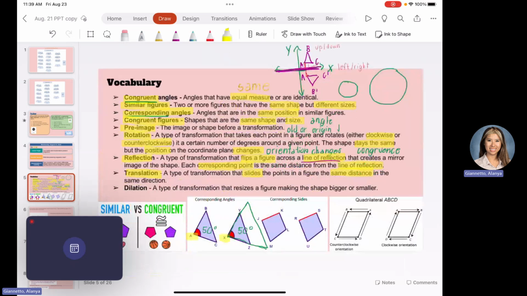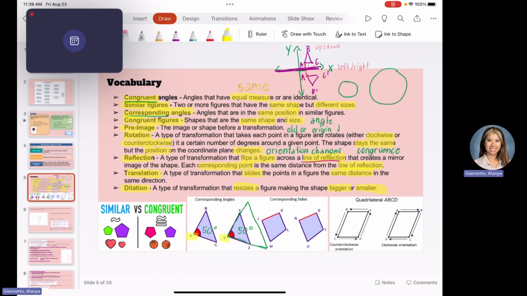Lastly, we have dilation, a type of transformation that resizes a figure, making the shape bigger or smaller. At the bottom here, we have similar figures. We have the two pentagons and the two hearts, where they're the same shape but different sizes. Then we have congruent figures, where even though the shapes have been rotated, the pentagons are the same and the basketballs are the same. We talked about corresponding angles.